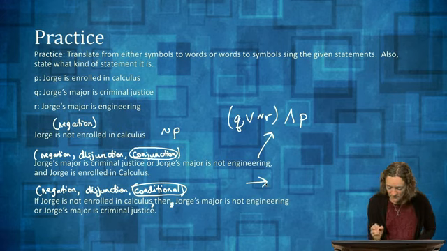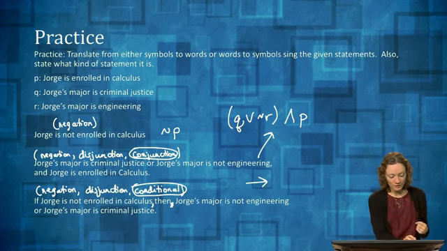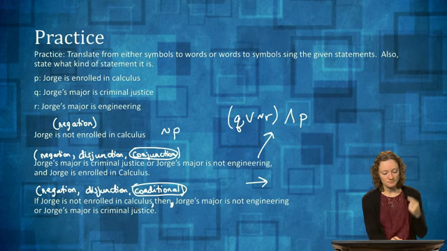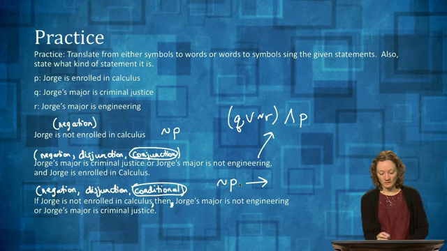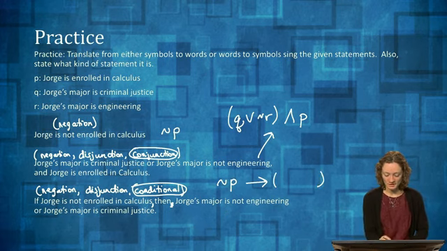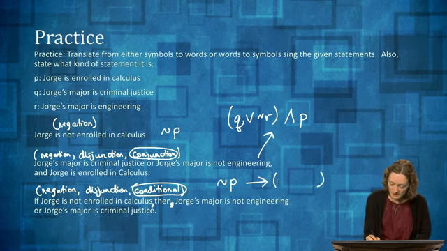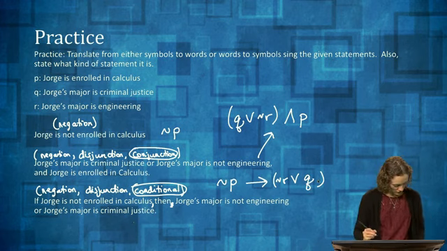So the conditional is the big picture. Conditional is the arrow going in one direction. So what comes before the arrow? If George is not enrolled in calculus. So negation P. Then what comes after that? There are two ideas that come after it. George's major is not engineering or George's major is criminal justice. So that's in parentheses. Major is not engineering is negation R. Or, up symbol, major is criminal justice. Q.